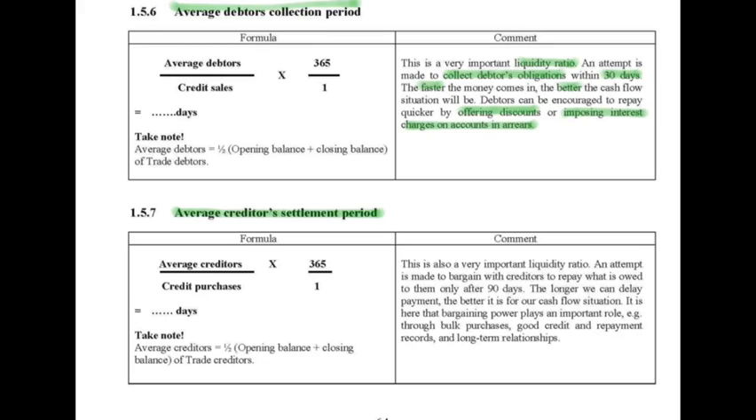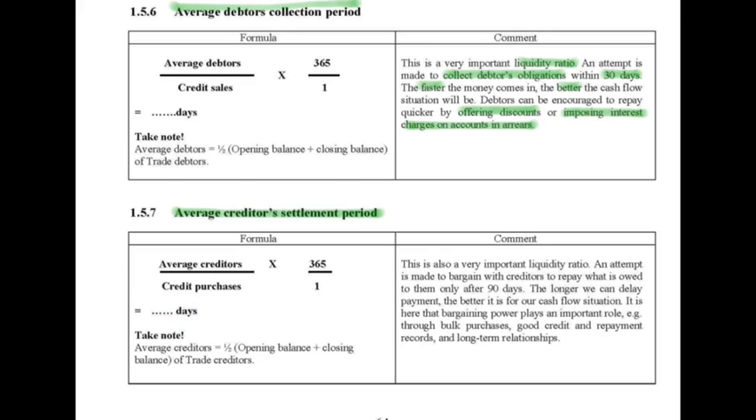If we found a problem with our current or asset test ratio and we think the problem lies in creditors, we can go and do a creditors calculation, the average creditors settlement period. Now, to calculate average creditors settlement period, we take our average creditors over credit purchases, and again we times it by 365 because we want our answer to be in days.